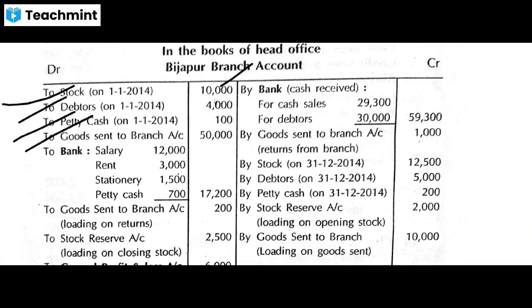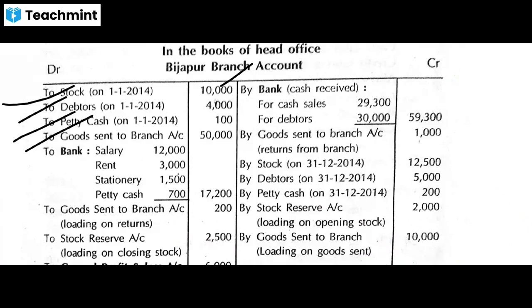Then by stock, that means closing stock on 31st December 2014, 12,500. So this will be directly taken because they are provided in the invoice prices, not in the cost prices. If they are provided in the cost prices, we have to convert that into invoice price. Okay, they are directly provided the invoice prices, 12,500.